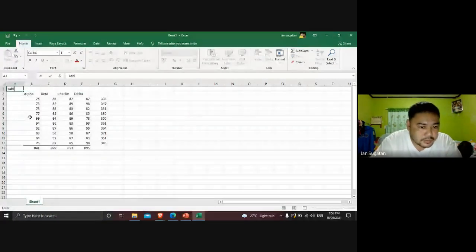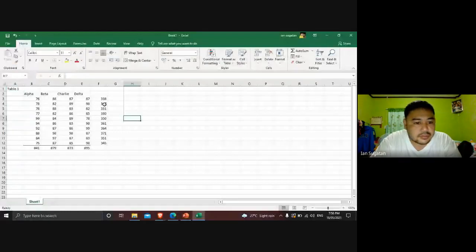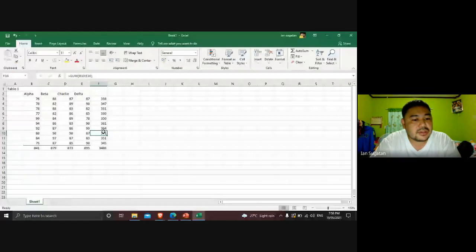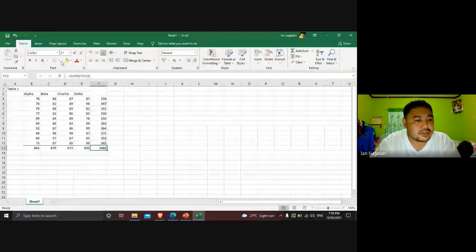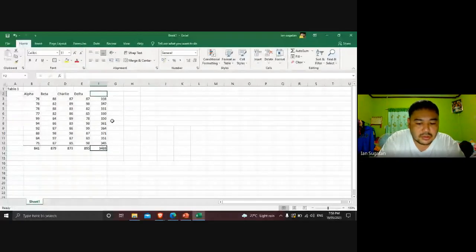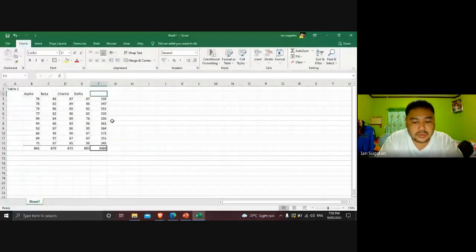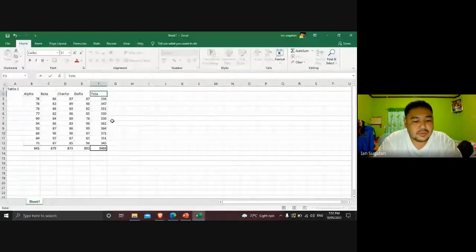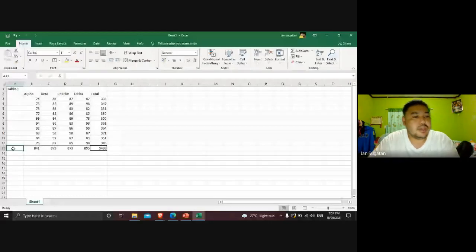Okay, and then next is the total, auto sum. It's the same. If you add them, the result is the same. Okay, so this is the sum, the total. So we have total. Then the column is total also. We have two tables, no?